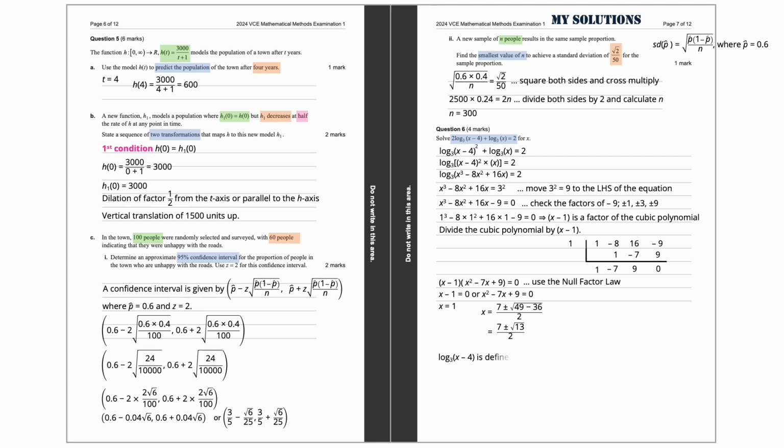Now we know that log in base 3 of x minus 4 is defined for x greater than 4, and log in base 3 of x is defined for x greater than 0, which means that both logarithms are defined for x greater than 4. Let's see where these two solutions are.